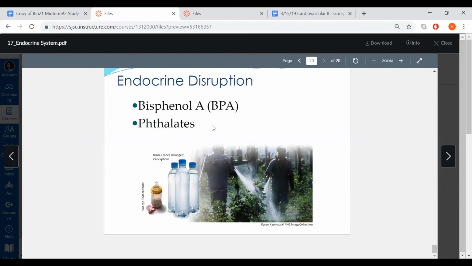These are basically chemicals that disrupt the balance in your body. So that's what causes a hormone imbalance, if you will. BPA's in water bottles, and I'm pretty sure all these pesticides too.